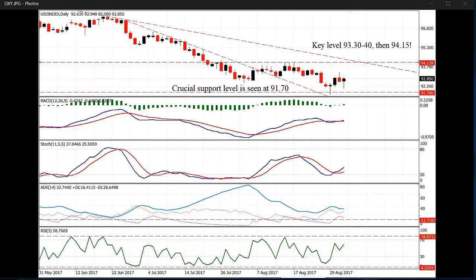To open today's webinar, the US dollar index on Friday plummeted after the US employment data for August came in below expectations. The non-farm payrolls rose by a seasonally adjusted 156,000 in August, against the prior forecast of 180,000. The unemployment rate rose to 4.4 from 4.3, though the level still remains at an historic low.